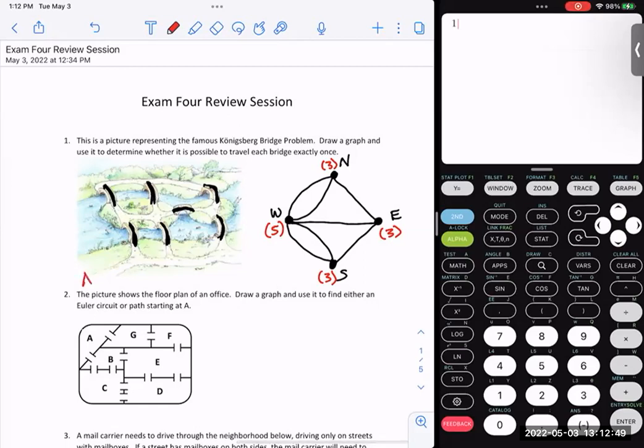So there is no Euler path or Euler circuit. There's no way to travel each bridge exactly once without having to retrace your steps and travel a bridge more than once. So no Euler path or Euler circuit. And again, the reason for that is because I have more than 2 odd vertices. If I have any more than 2, then it's not possible.